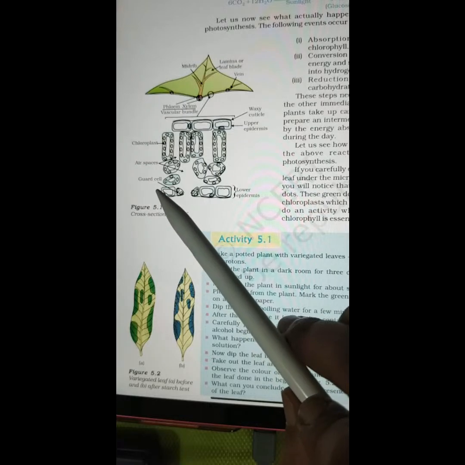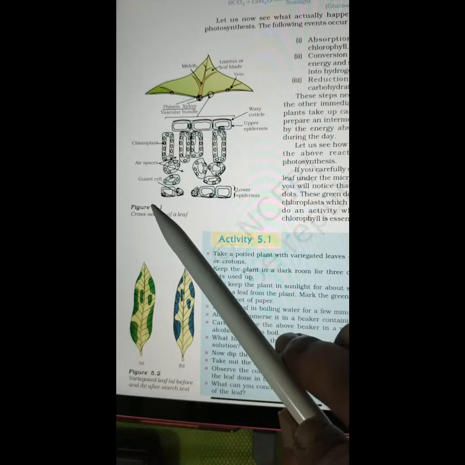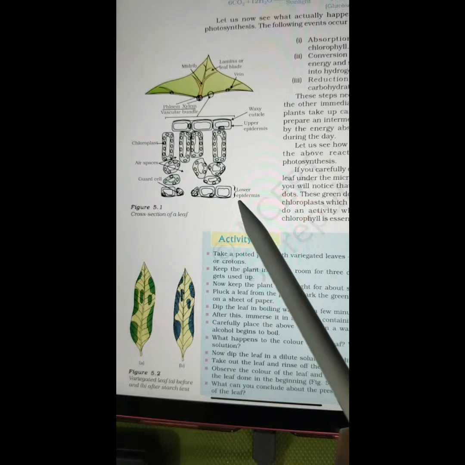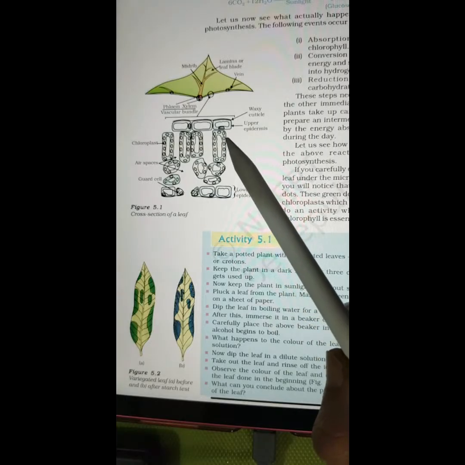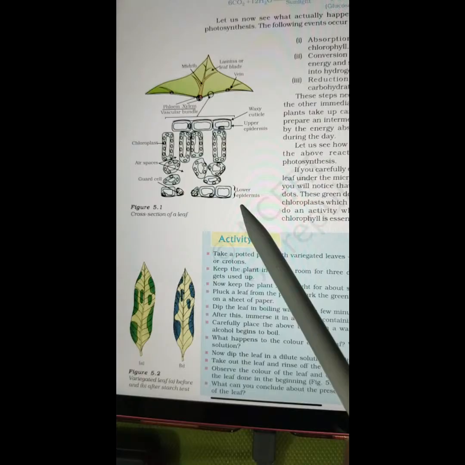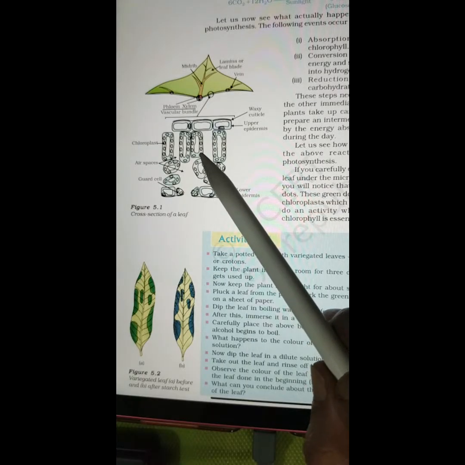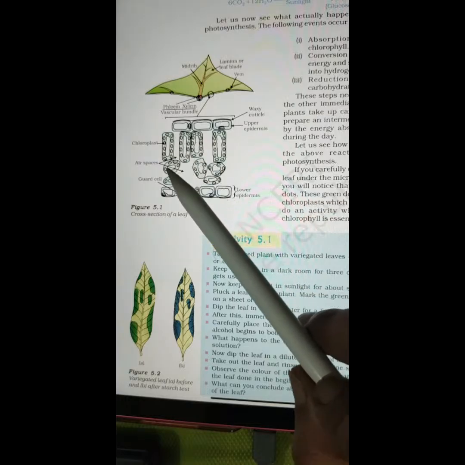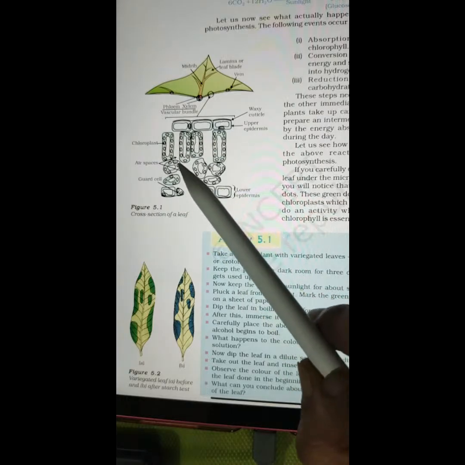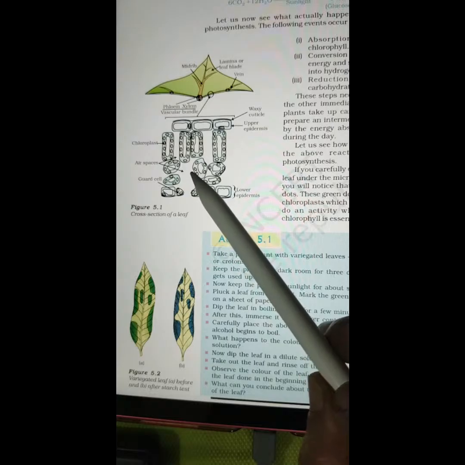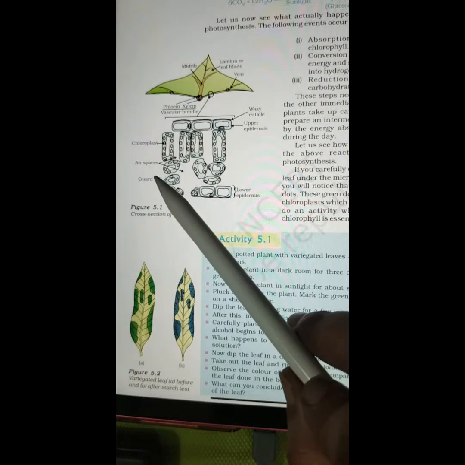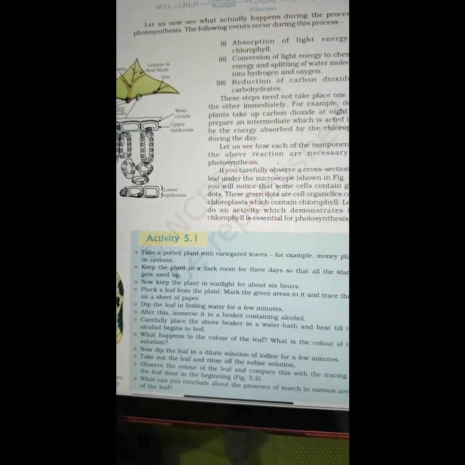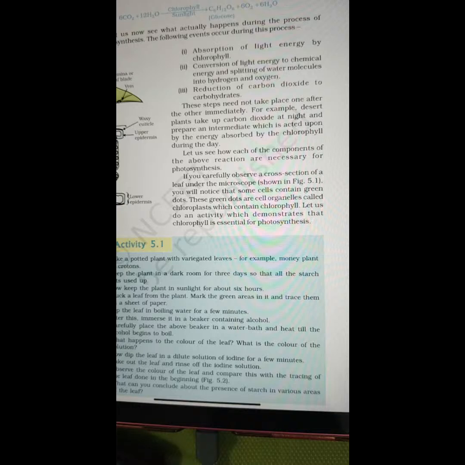Guard cell is one of the important components of stomata. Lower epidermis. So a leaf is bound by upper epidermis, lower epidermis. The cells that are in between are the cells that contain chloroplast. So this region in between is also known as mesophyll. Mesophyll, air spaces and guard cell. Let's see if you find here any word which is difficult to pronounce.